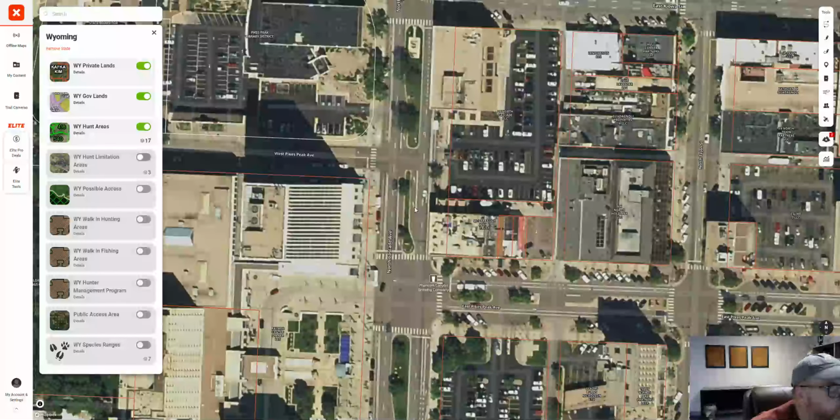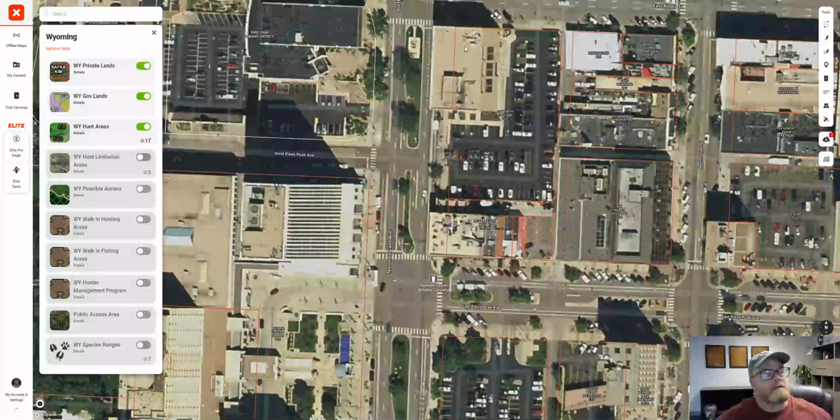Just thought I'd go over a subject I've really been wanting to go over for a long time, and that is how to survey your property using ONX. And it's really an interesting subject because ONX is used by hunters, fishermen, hikers, off road folks to make sure they're not on private property, which is honorable and admirable and also practical, right?